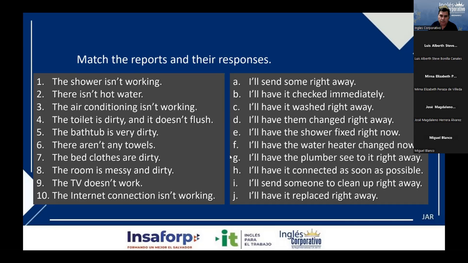The air conditioning isn't working. El aire acondicionado no funciona. I have it checked immediately, maybe. Letter B. Sí. The toilet is dirty and it doesn't flush. I have a plumber see to it right away. The bathroom is very dirty. I have it washed right away.